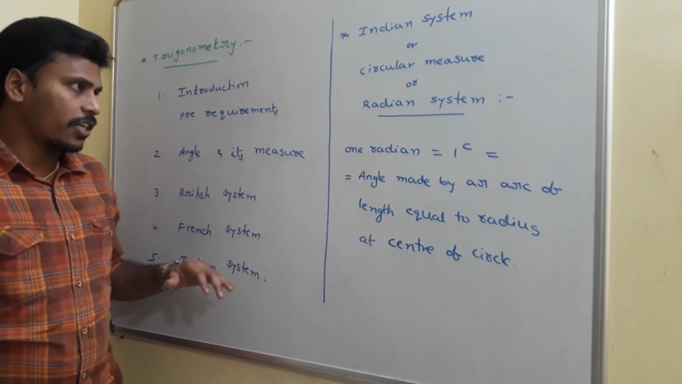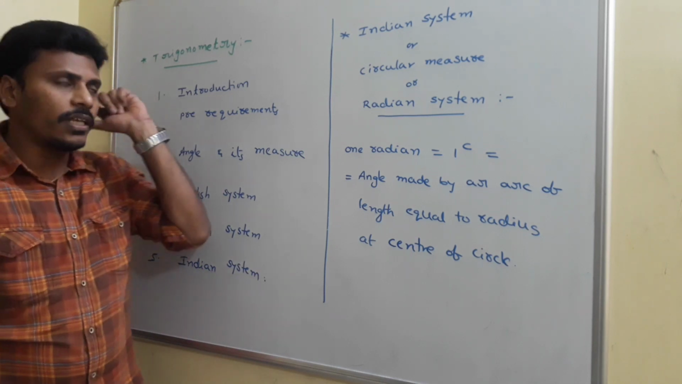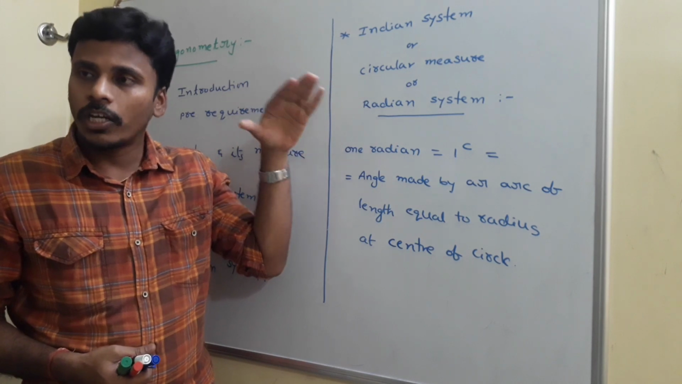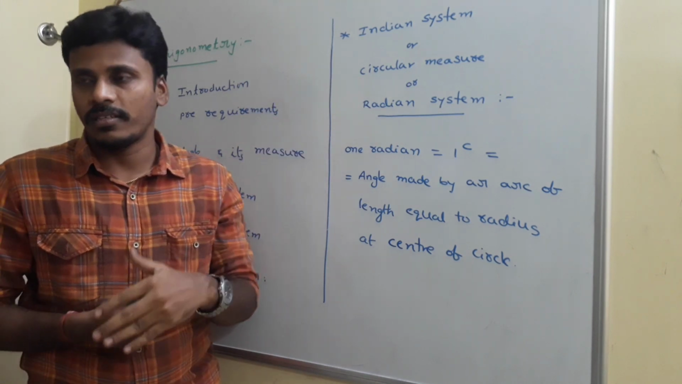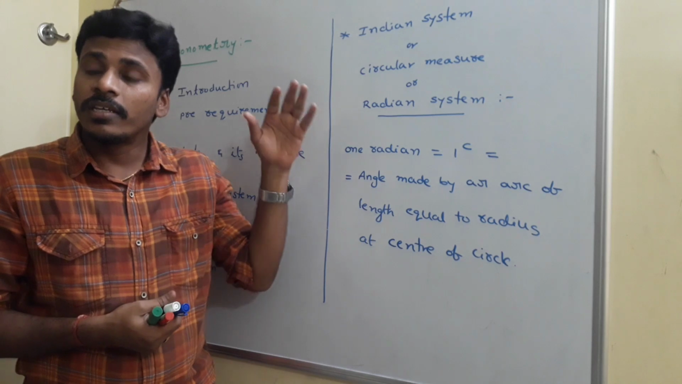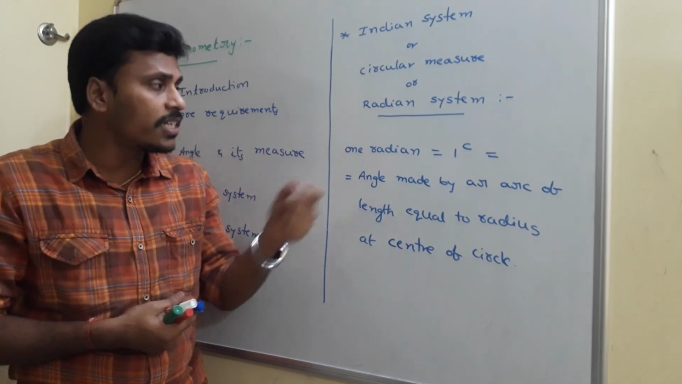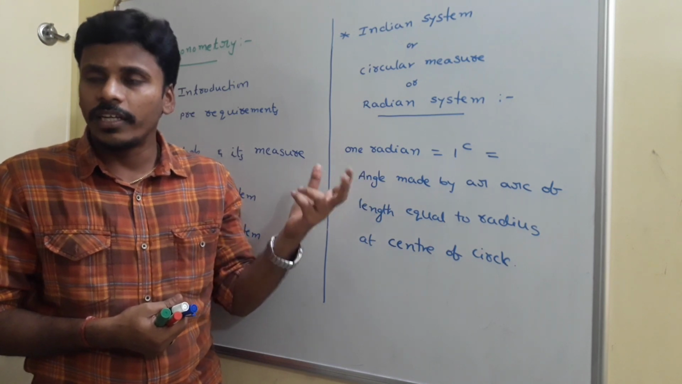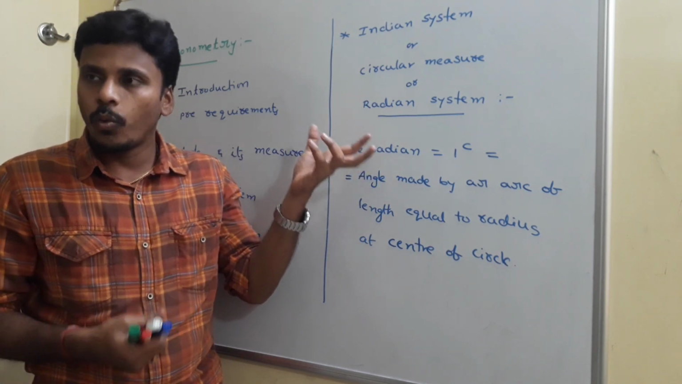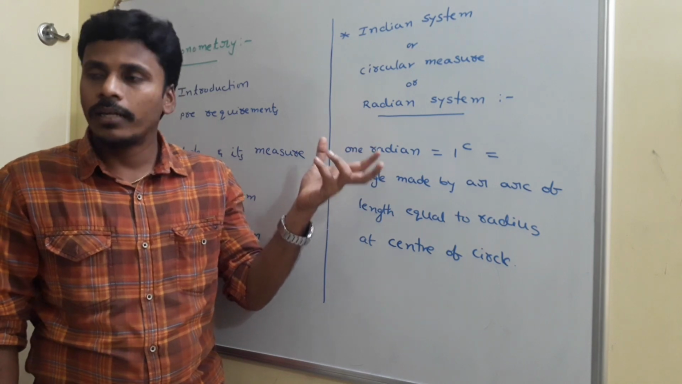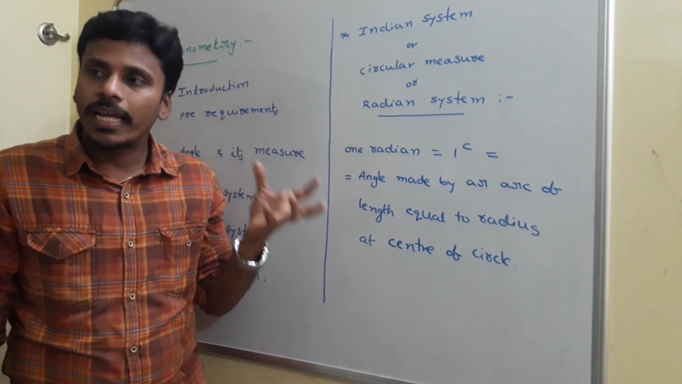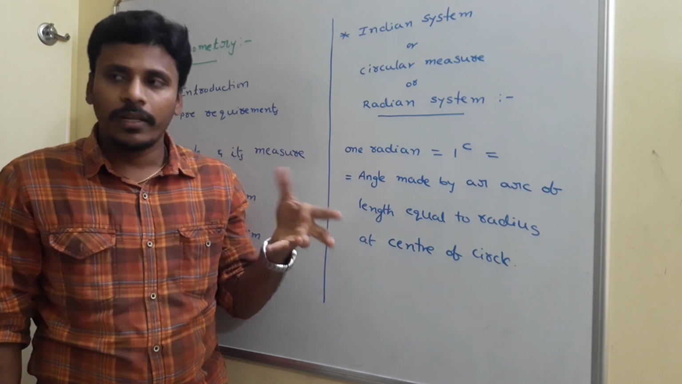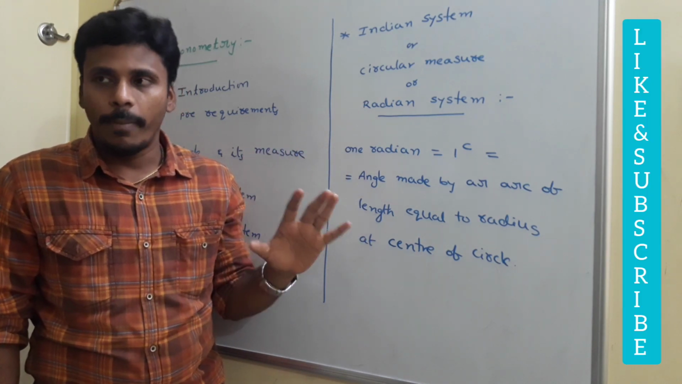Now in today's discussion, I am going to deal with the Indian system, right? Indian system, circular measure, or radian system, all are the same actually. Here the unit for the angle is radians. That's why we are calling it the radian system. Since it is the ancient Indian methodology, we call it the Indian system. And measuring an angle depends completely on complete revolutions and on circles. That's why we are calling it circular measure, right?